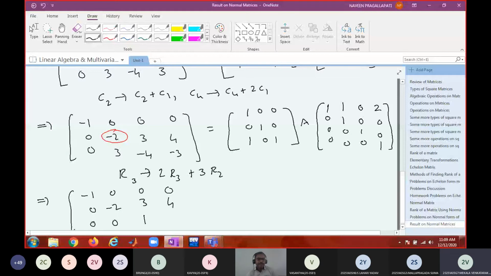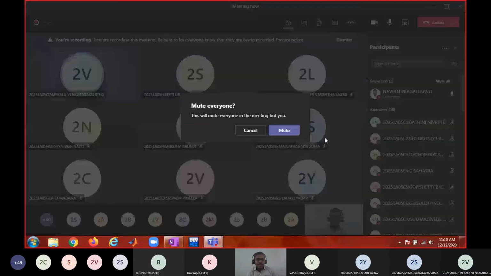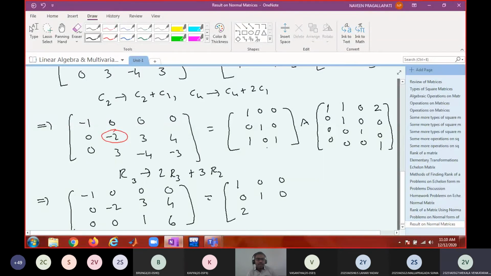Am I right? Minus 8 plus 9 is 1. So the matrix is 1, 0, 0, 0, 1, 0. R3 gets 2R3 plus 3R2, so 2 plus 0 is 2, 0 plus 3 is 3, 2. The post factor is the same: 1, 1, 0, 2, 0, 1, 0, 0, 0, 0, 1, 0, 0, 0, 0, 1.